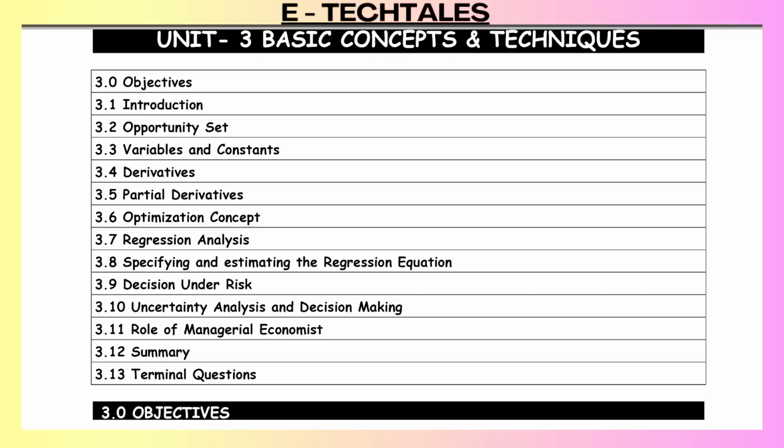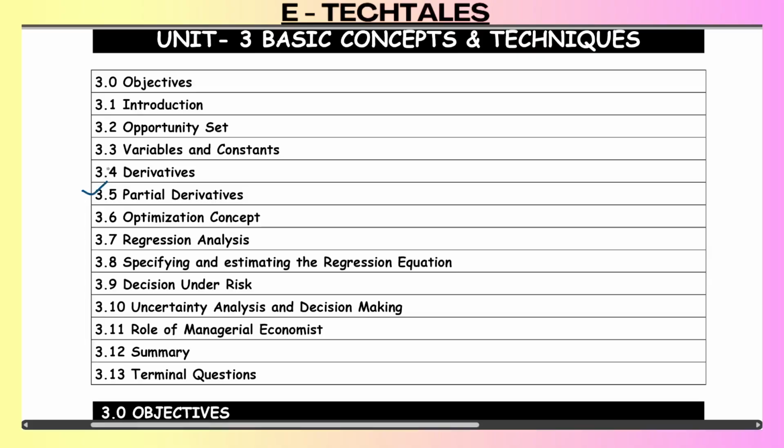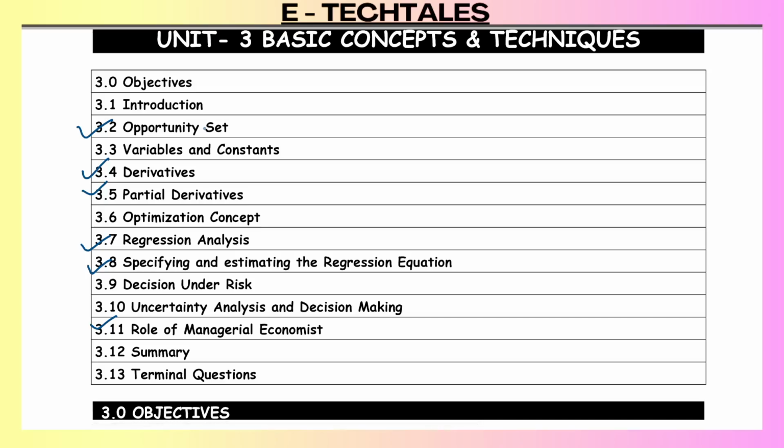So, out of all these papers, the most important few are this one: derivatives, regression analysis, role of managerial economist, and specifying the estimates of regression equation. So all these portions are quite important. If you know the opportunity cost, we have done in the previous class itself, where I have described the opportunity cost. Here opportunity set is being described, which we will be understanding in the later half of the class.